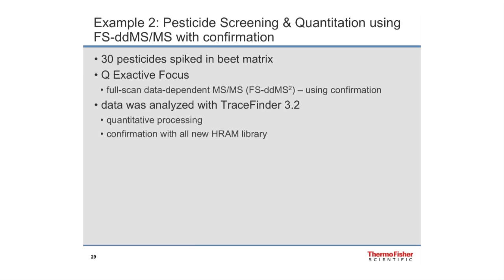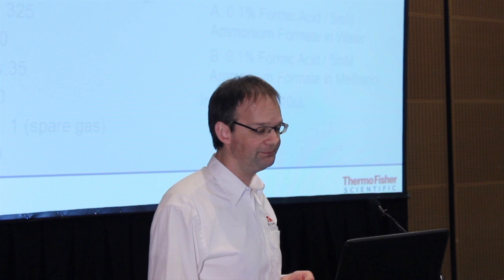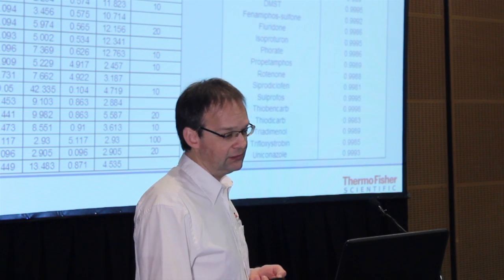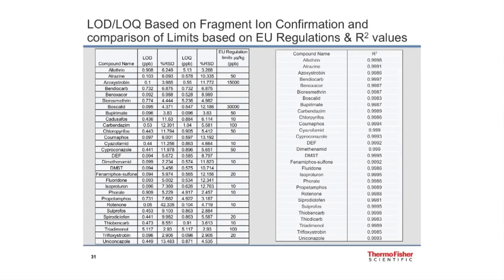Another example were pesticides in beet matrices in this case, run again, of course, on the Q Exactive Focus, this time with data-dependent MS2. And again, the library was used for confirmation as well. These are the components we looked at in this case. So a couple of pesticides here in the food matrix. And if you look into the LODs here, LOQs here, it's all around 1 ppb with only few exceptions.